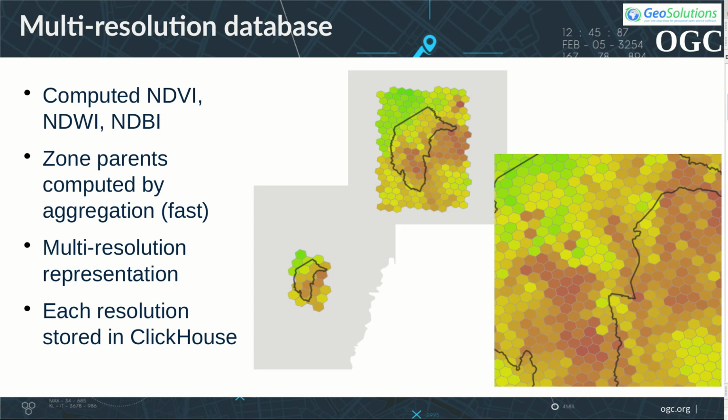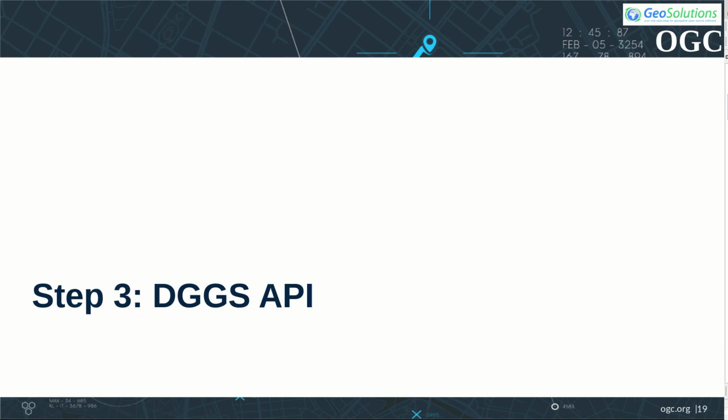A GeoServer data store has been built on top of it, making this multi-level hierarchy available for WMS and WFS usage. While classic OGC services can be used to explore data, a dedicated API can take advantage of the unique nature of DGGS, both in terms of extra semantics and performance.